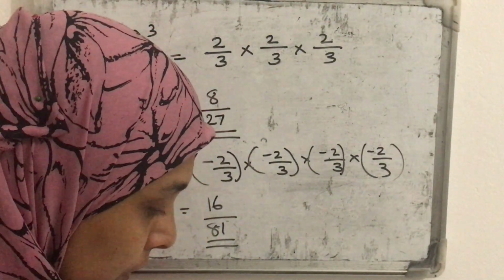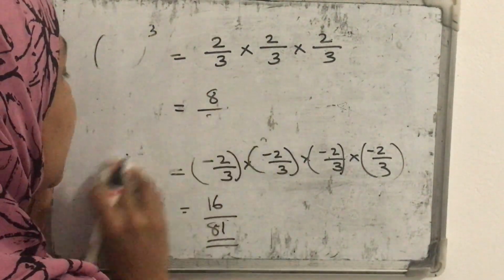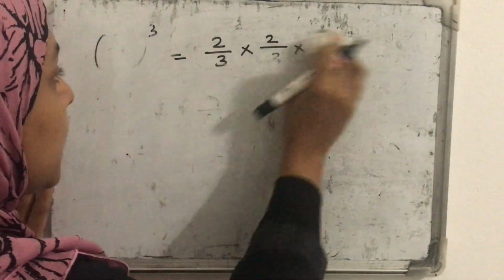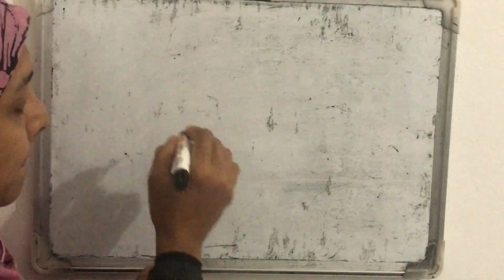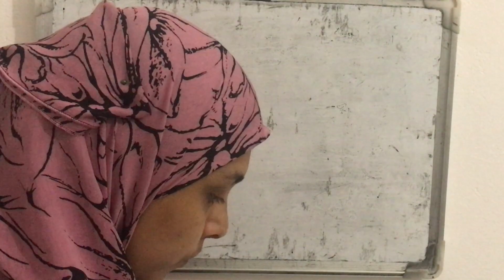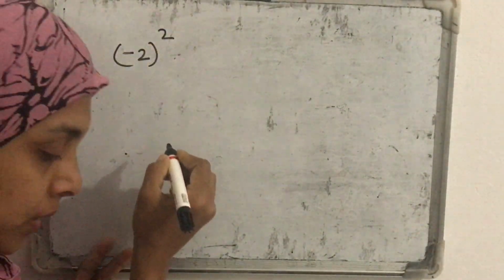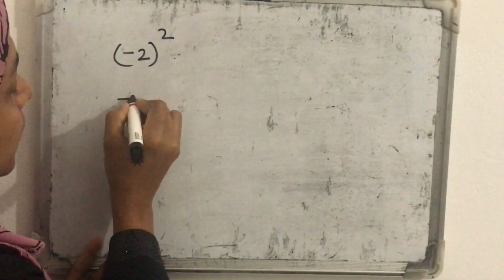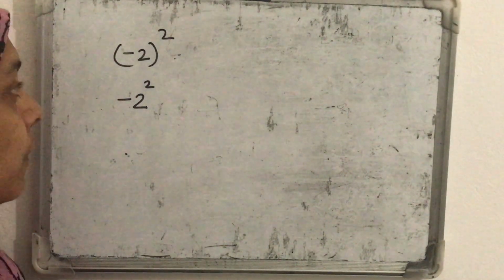Next, one common mistake can happen. Look, what is the difference between these two? One question is given in the textbook: what is the value of (minus 2) whole squared? And another question: what is the value of minus 2 squared? What is the difference between these two? That we can find out.